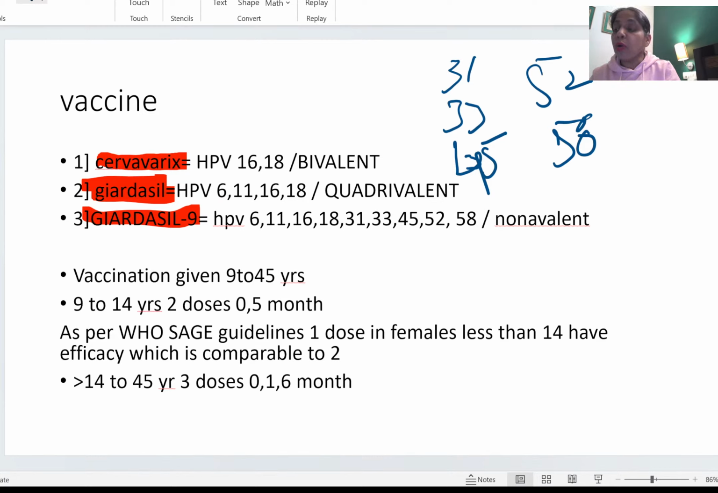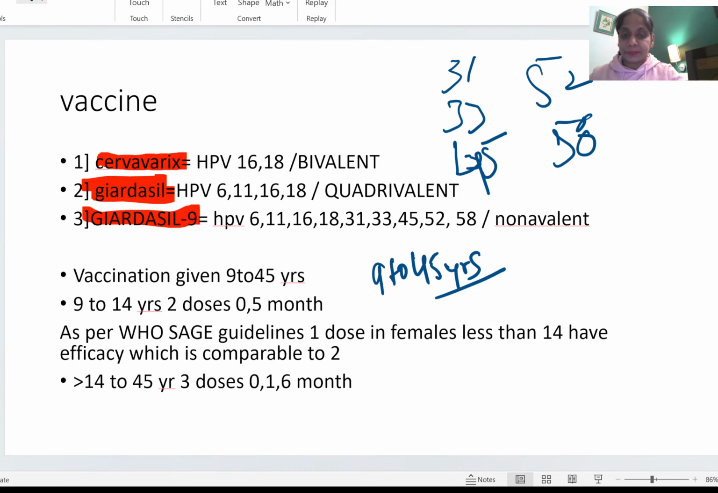Okay. Now, vaccination can be given from age 9 to 45. Okay. Is it okay? Right? And if we are giving the vaccine at 9 to 14, then it is the perfect age. The perfect age to give vaccine is 9 to 14. There only 2 doses are required.